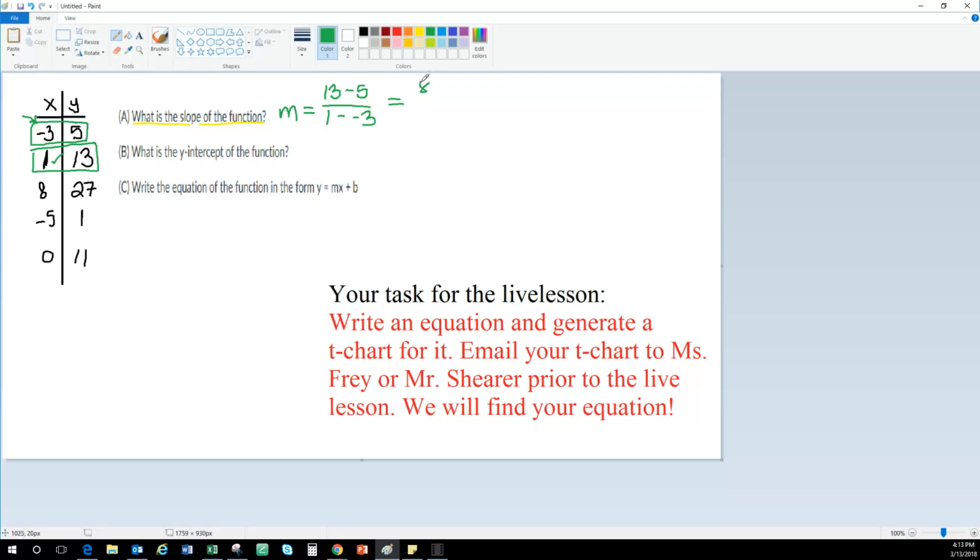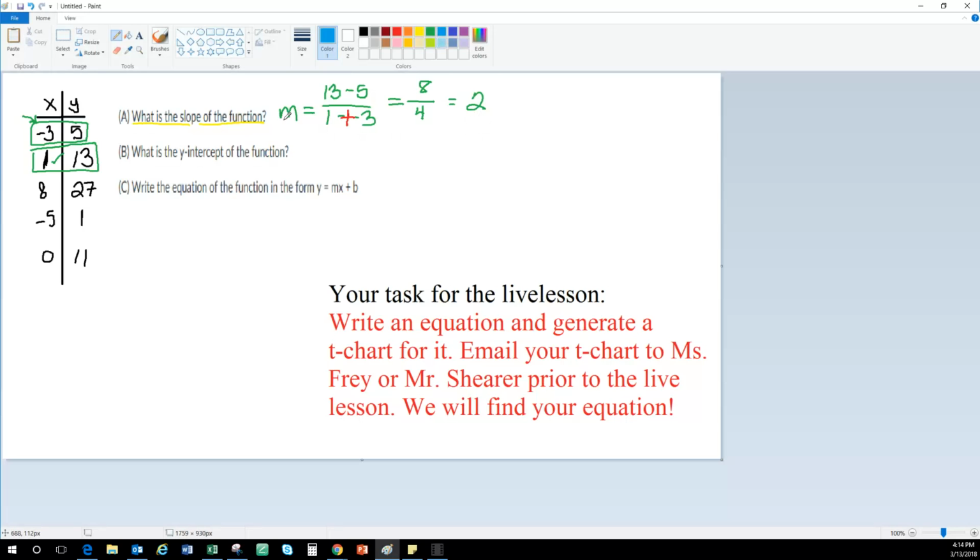13 minus 5 is 8. 1 minus a negative 3 is a positive 4, because this would turn into addition. Minus a negative is addition. And so it's 8 divided by 4, or 2. So the slope is 2.